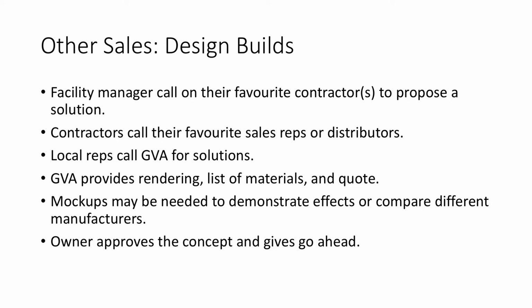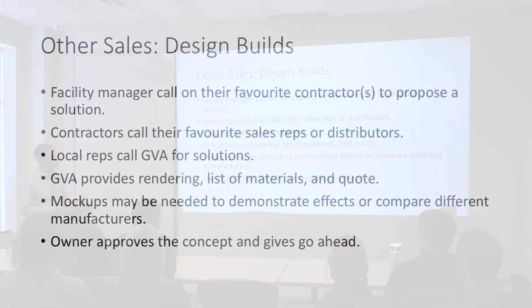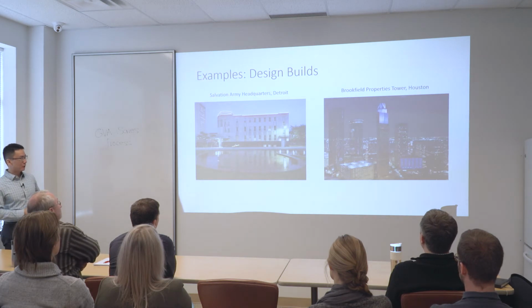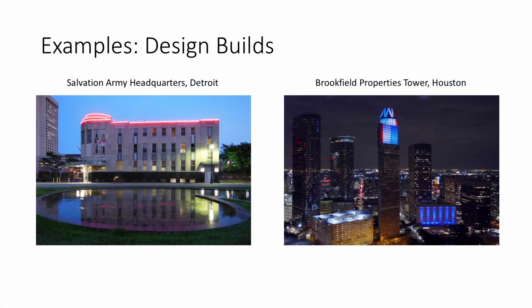And once everything is approved by the owner, then very quick go ahead, moves through a distributor, PO comes to GVA, and we make the products. So some example of design builds, and they're not small. So this one is the original Salvation Army's headquarters in Detroit. When we first worked on these projects, they didn't even have computerized CAD drawings. We had to work with scanned blueprints dating from the early 1900s to work on this project.